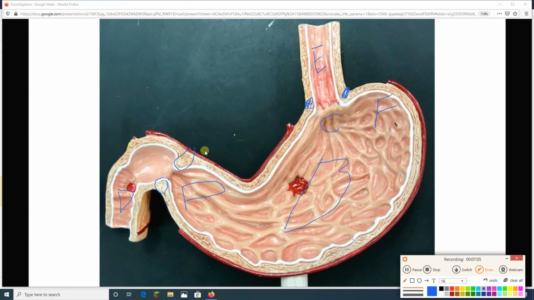Now, what else can we see? We can see the lesser curvature right there, and we can see the greater curvature right there. Plus, we can see these longitudinal folds here. These longitudinal folds are, of course, rugae.